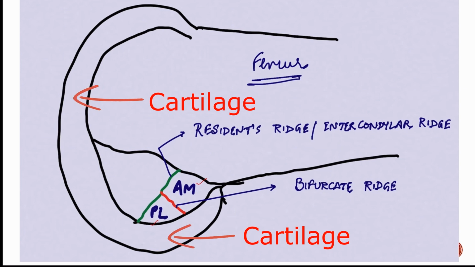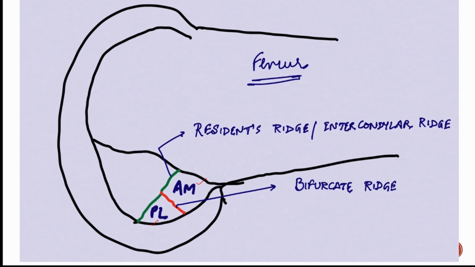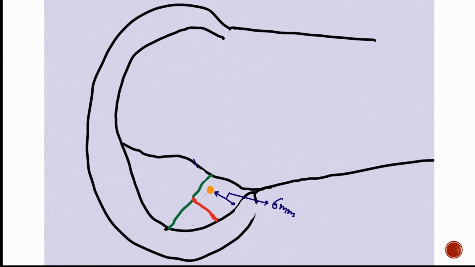This green one is the resident's ridge, also known as the intercondylar ridge, and the ACL is usually inserted behind this ridge, and the AM and PL bundles are usually separated by a bifurcate ridge, and we aim for the anteromedial bundle in a single bundle reconstruction for the ACL. Now here we will see that this is the point we aim for, as shown as this yellow point, just posterior to the resident's ridge or over the resident's ridge. And this position here is known as the over the top position.